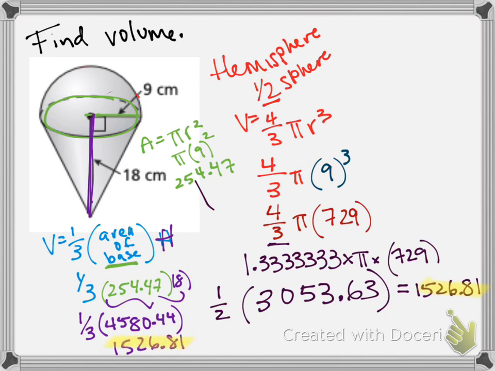Alright, add the volume. Adding them together, 1526.81 plus 1526.81 is, wow. Would you look at that? Centimeters cubed, because it is volume.